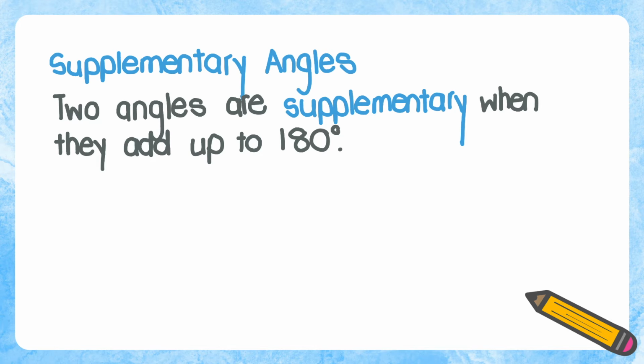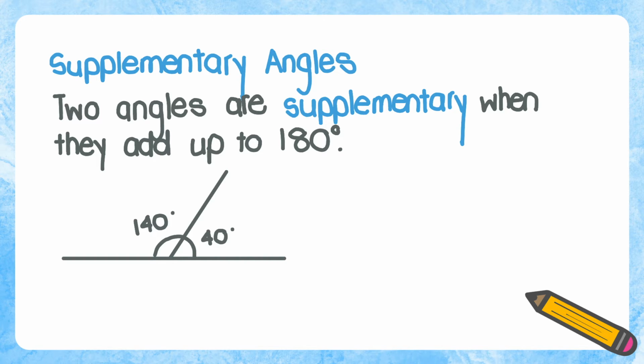Let's first talk about supplementary angles. 2 angles are supplementary when they add up to 180 degrees. So supplementary angles will create a straight line. So here's an example of supplementary angles. These 2 angles are supplementary because 140 degrees plus 40 degrees equals 180 degrees. So let's take a look at some examples using the properties of supplementary angles.